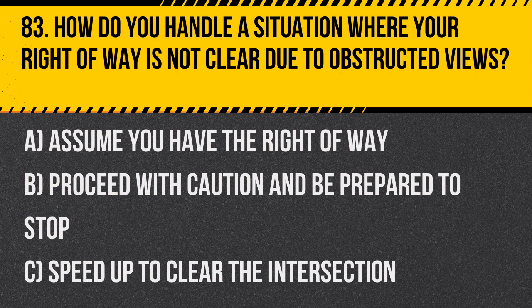Question 83. How do you handle a situation where your right-of-way is not clear due to obstructed views? A. Assume you have the right-of-way. B. Proceed with caution and be prepared to stop. C. Speed up to clear the intersection. Answer: B. Proceed with caution and be prepared to stop. This ensures safety in uncertain situations.